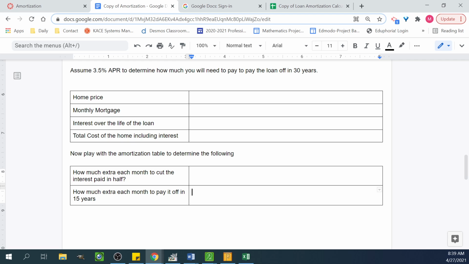I don't, let me open the calculator. It won't let you open the calculator?